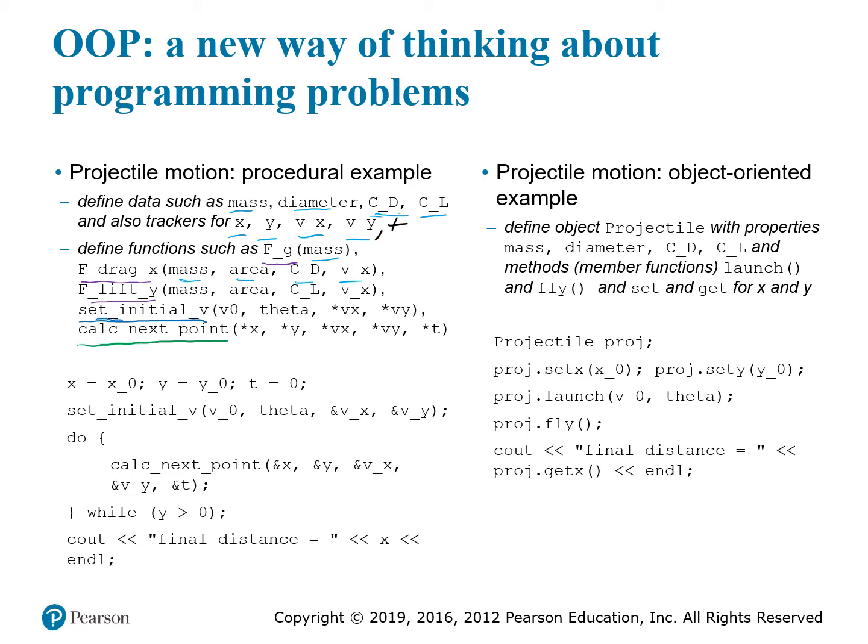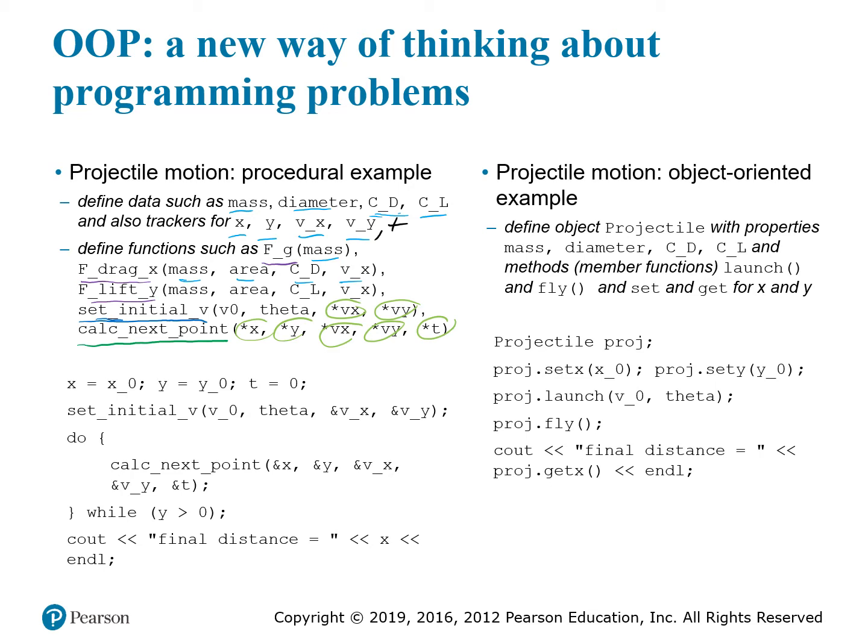And note that if we want to set an initial velocity, if we want to set more than one parameter in these functions, we have to use all of these pointers to pass references to our variables so that we can pass the correct information back to the calling function. So this is how this might play out in a procedural example.